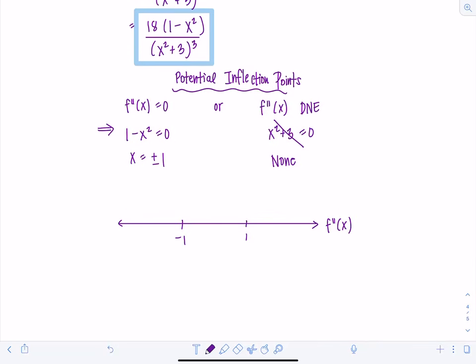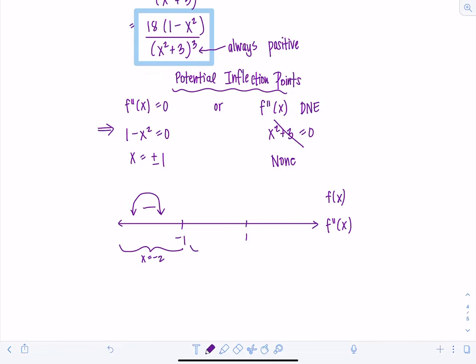All right, so let's go ahead and pick a value between negative infinity and negative 1. How about negative 2? I know, again, the denominator is always going to be positive, because when I square a number, it's positive. If I add 3, it's still positive. And then if I cube it, things aren't changing. So really, I only need to pay attention to the numerator. If I plug in something like negative 2 and square it, it's going to be larger than 1, so the numerator is going to be negative. What does this mean? Well, it means f of x is concave down, since the second derivative is negative. So this is what f of x is doing.